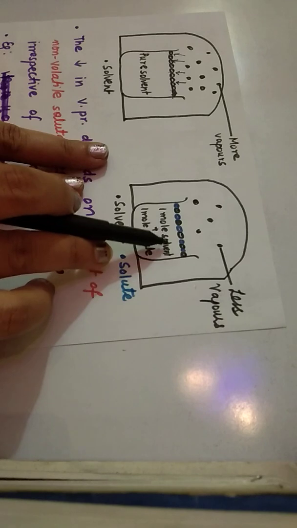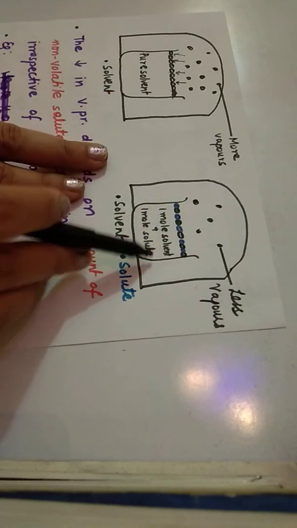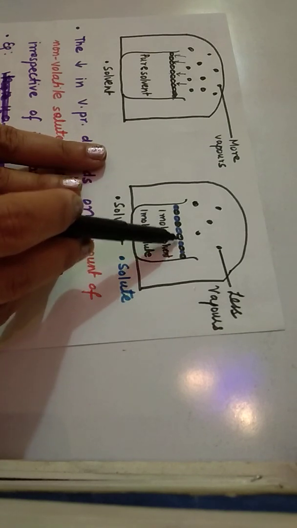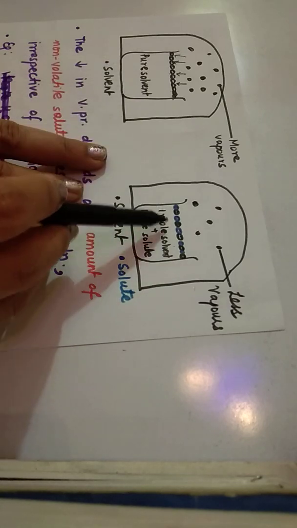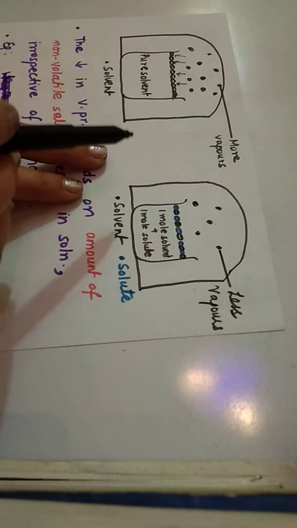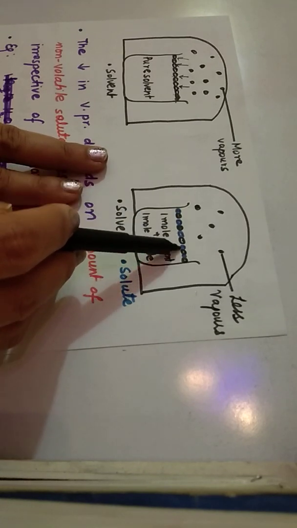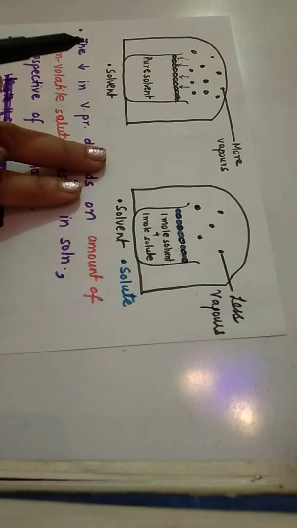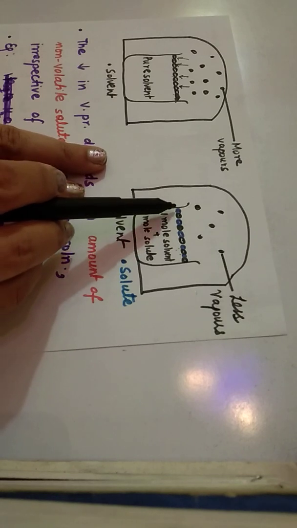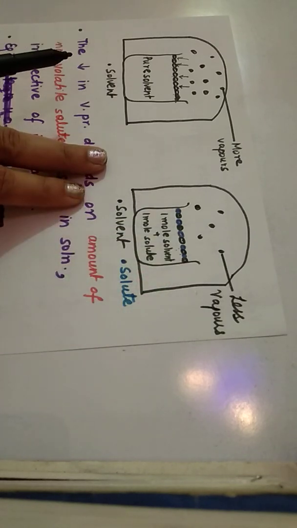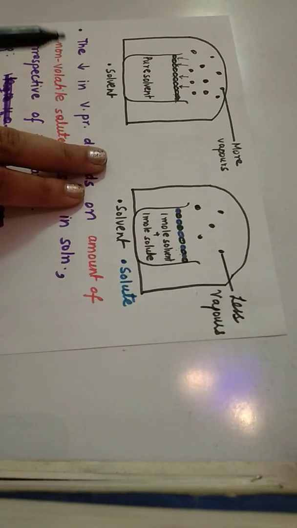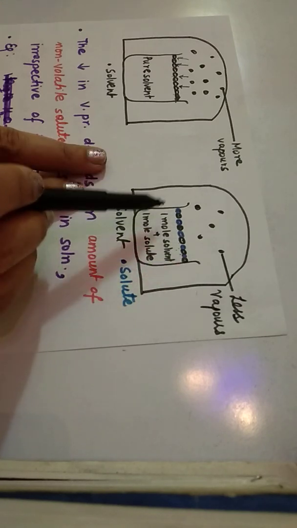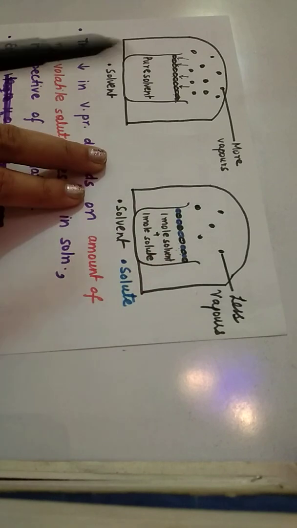Here we have the same solvent, water, but with a non-volatile solute. So children, at the surface you will have both the non-volatile solute and the solvent. Solvent is volatile but the solute particles are non-volatile. Here you can see the blue ones. These blue ones are the non-volatile solute and these black ones are the solvent molecules. The blue ones, which are non-volatile solute molecules, will not vaporize at all. But the solvent molecules, which are volatile in nature, will vaporize.